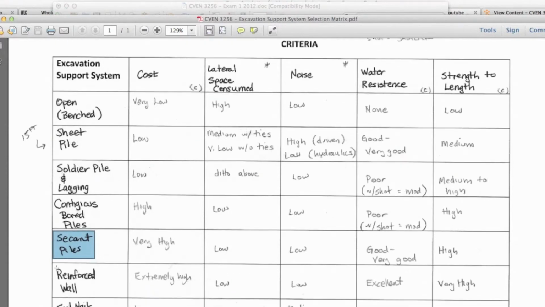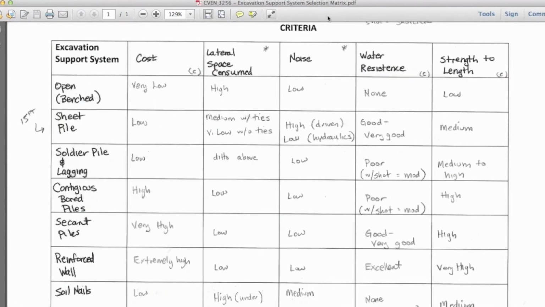Next one we'll look at is the reinforced wall. This one also has excellent water resistance, low noise, and low lateral space. So this one is also doable. And then the last one, if we want to look at it here, is these soil nails, which you can see have no water resistance, and it's more of just an added thing to another system. So out of the actual support systems, it comes down to these two.